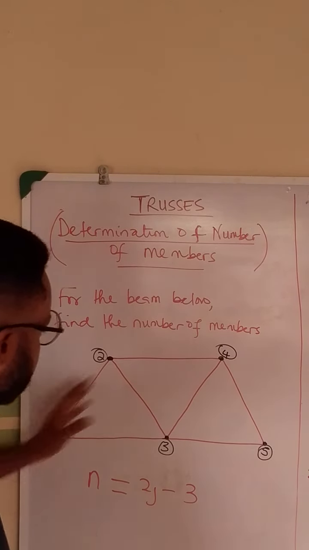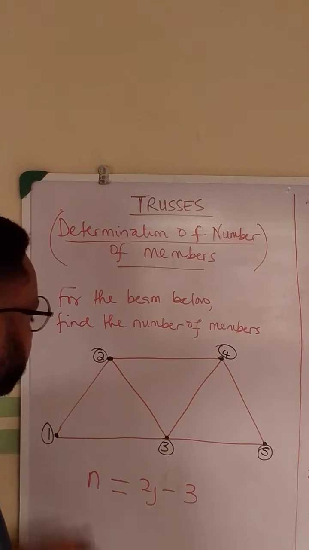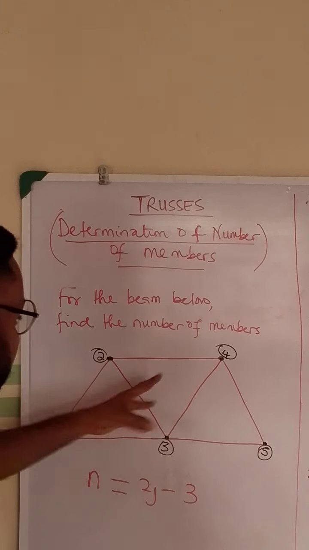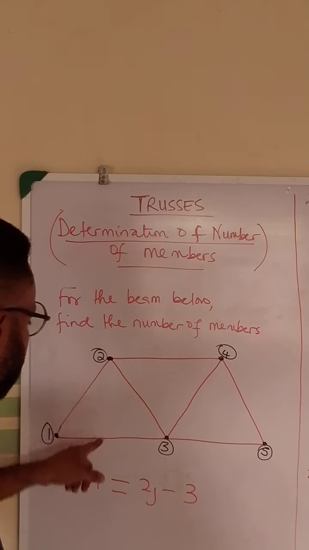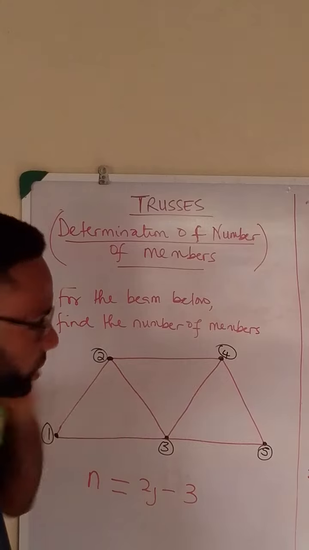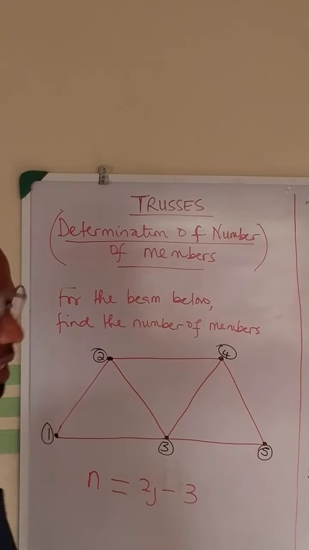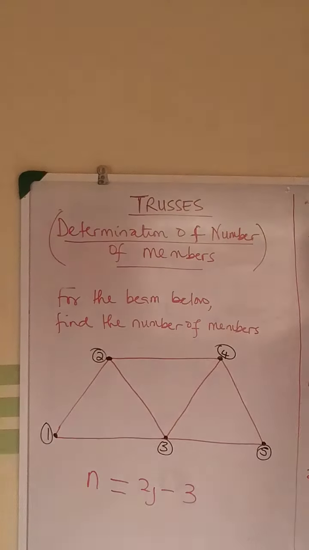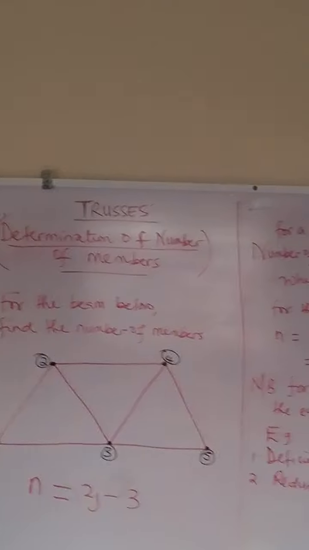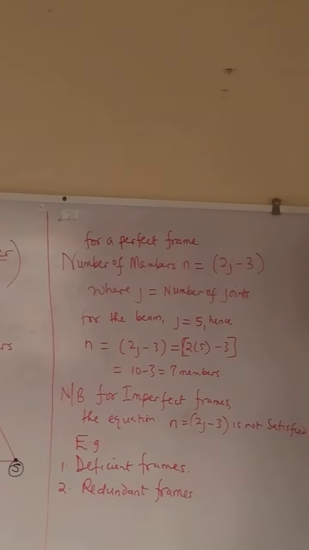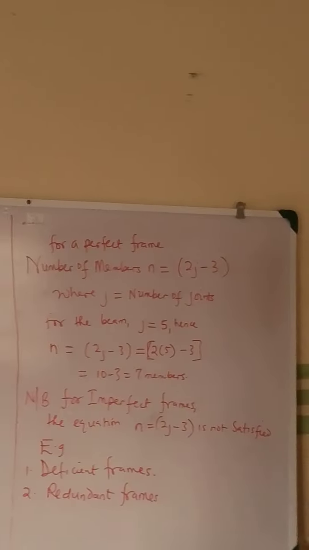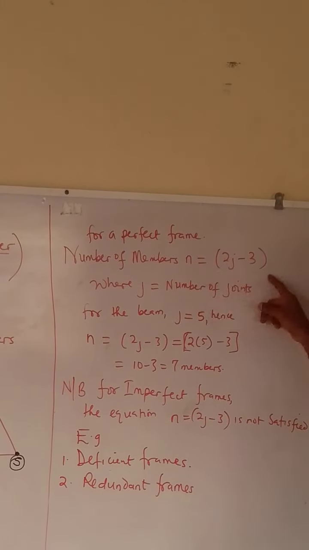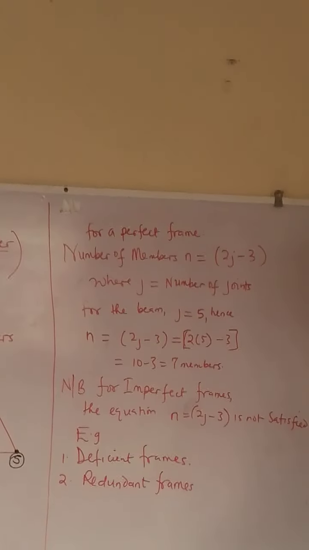We have 5 joints in the bin, and so to calculate the number of members in this bin, you can look at it by visual inspection and say 1, 2, 3, 4, 5, 6, 7 members, but you can also use an equation to calculate it if it is a perfect frame. So for a perfect frame, the number of members can be determined using this formula, where j is the number of joints. And so for a beam that is a perfect frame, you can use this formula to determine the number of members of that frame.